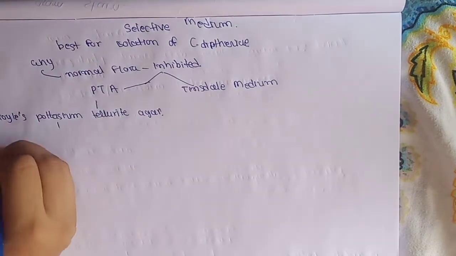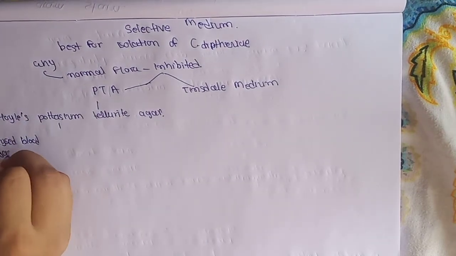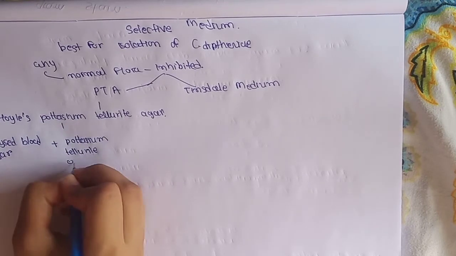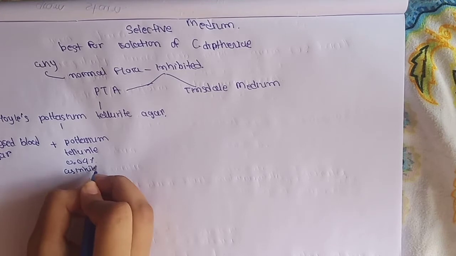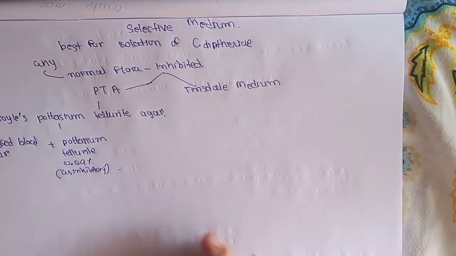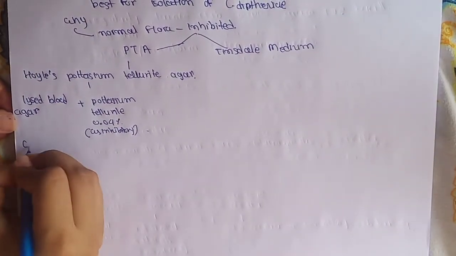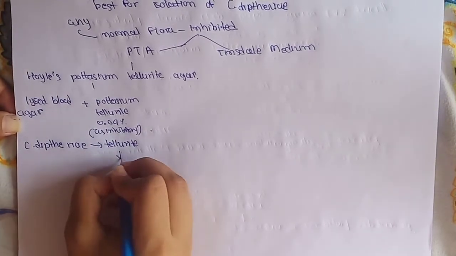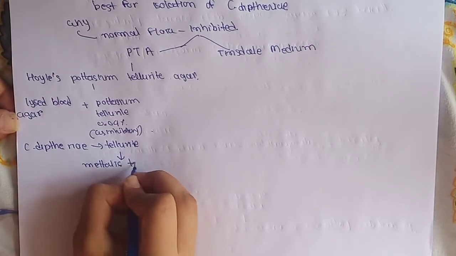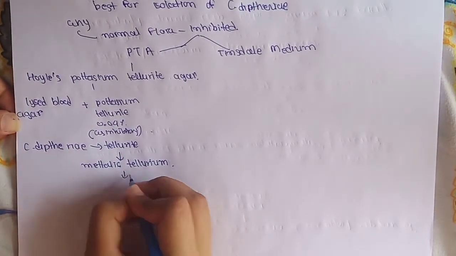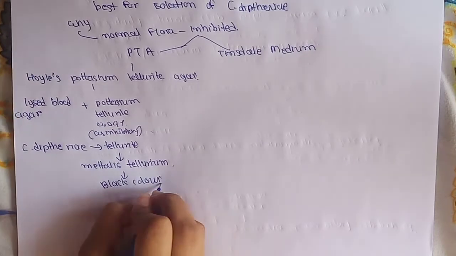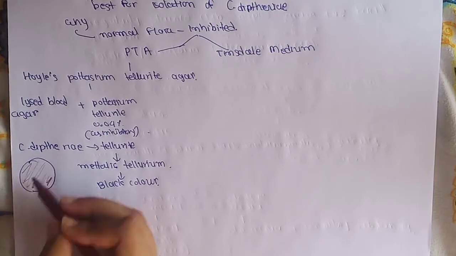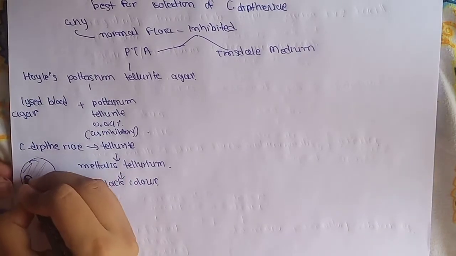Potassium tellurite agar is lysed horse blood agar plus potassium tellurite as the inhibitory agent, 0.04%. Now this Corynebacterium diphtheriae will reduce the tellurite into metallic tellurium, and this metallic tellurium will give black colored colonies. Now imagine that this is the potassium tellurite agar, then we will have the black colored colonies of Corynebacterium diphtheriae.